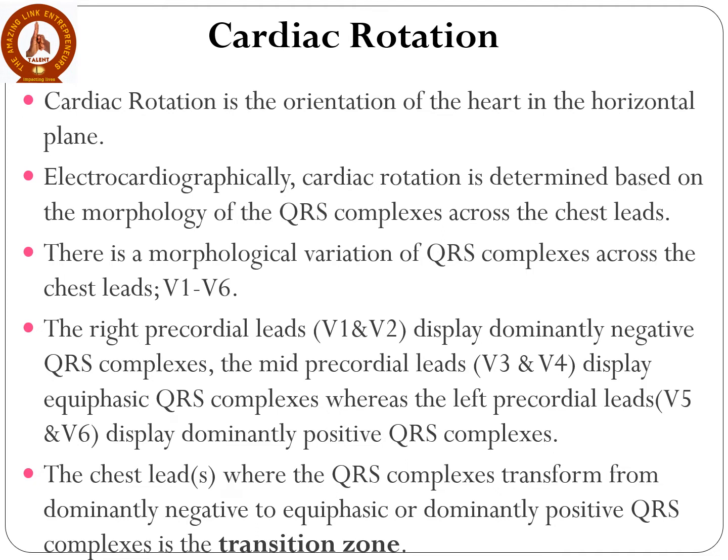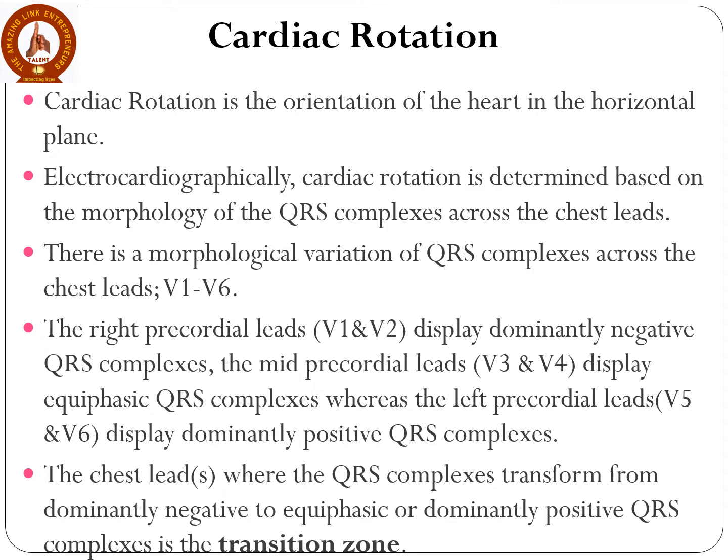Normally, in the physiological state, there is a morphological variation of QRS complexes across the chest leads. Among the six precordial leads, the right precordial leads, V1 and V2, display dominantly negative QRS complexes. The mid precordial leads, V3 and V4, display equiphasic QRS complexes, whereas the left precordial leads display dominantly positive QRS complexes. So the chest lead where the QRS complexes transform from dominantly negative to equiphasic or dominantly positive is the transition zone.